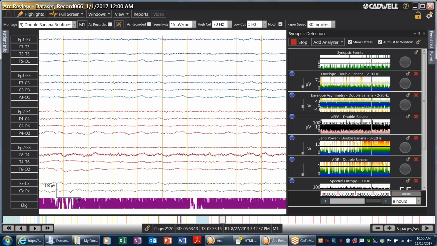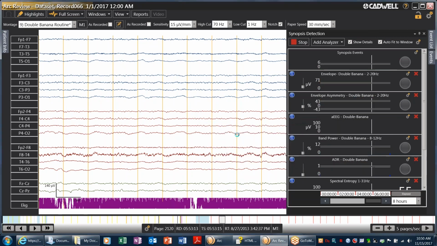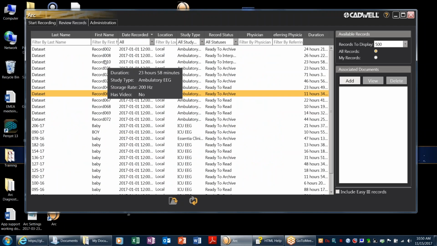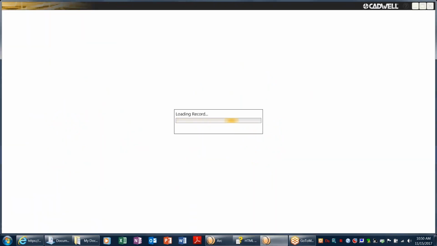So why don't we look at another file here? We'll see, this one was certainly pretty well represented on the quantitative tools here. We'll open another record that I know has some seizures in it, and we'll see how those look.